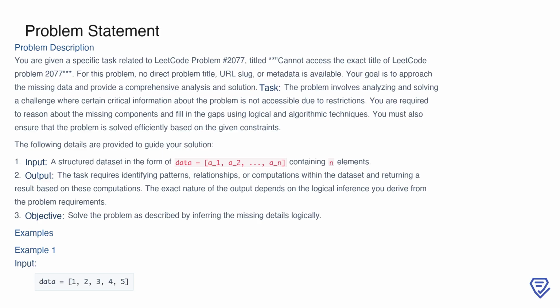For instance, the dataset might represent numerical values that exhibit certain patterns or relationships, and we need to identify these relationships to produce the desired output. The objective is to solve this problem efficiently, adhering to the constraints provided, and ensure that we account for logical gaps in the problem description as part of our solution process.